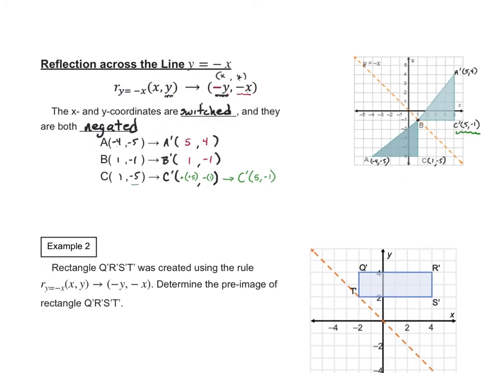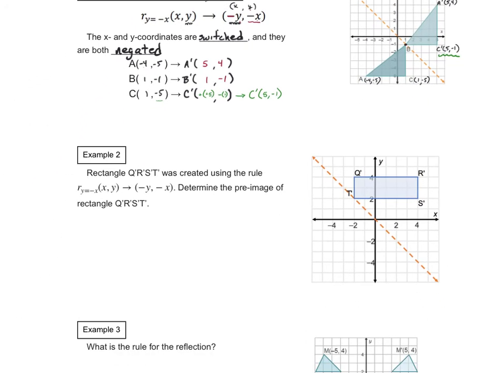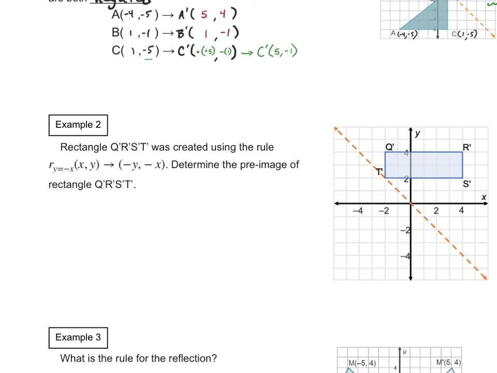Okay. Now let's do an example here real quick. If you look, this is R prime, S prime, T prime, Q prime. That is the new image because we have prime there. That's the new image, and we are trying to figure out what the pre-image was, and we did reflect over y equals negative x. So in order to go backwards, we can just make that same mapping in reverse. And I'm going to go ahead and put some points down here.